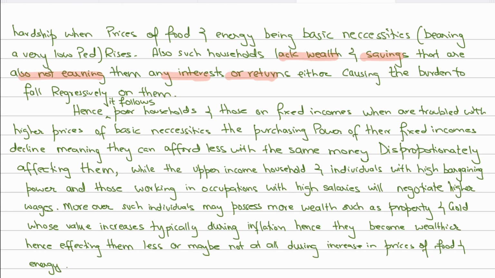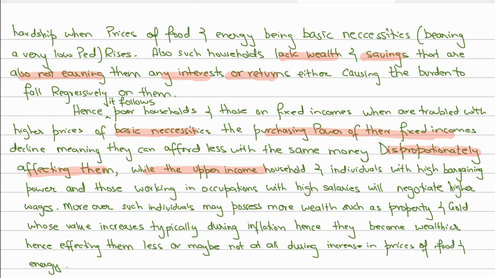poor households and those on fixed incomes, when they are troubled with higher prices of these basic necessities, the purchasing power of their fixed incomes, or their limited incomes for poor households, will decline, meaning they can afford less with the same money. You have to tell what it means actually. So they can afford less with the same money, which will disproportionately affect them.